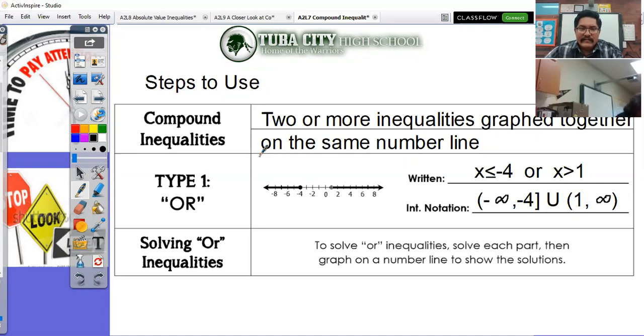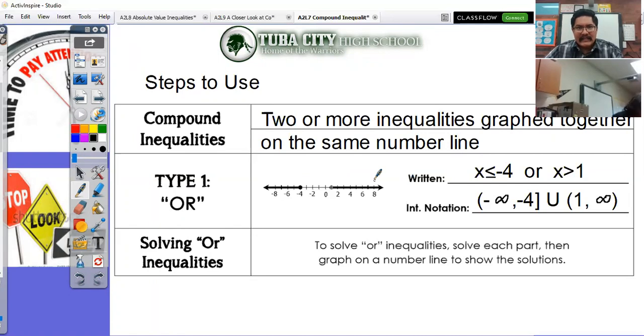So there are two types. And again, those are the or and and statements. So let's look at this number line we have right here. On this number line, I have solutions from negative infinity all the way to -4, including -4. So again, x values less than or equal to -4. But then we have a second line over here. The second line says that we have to have an x value greater than 1.